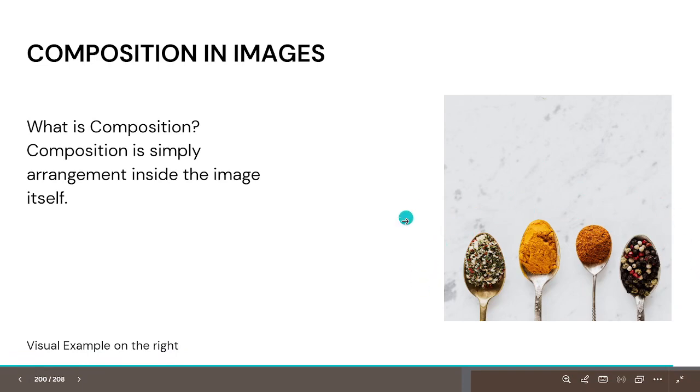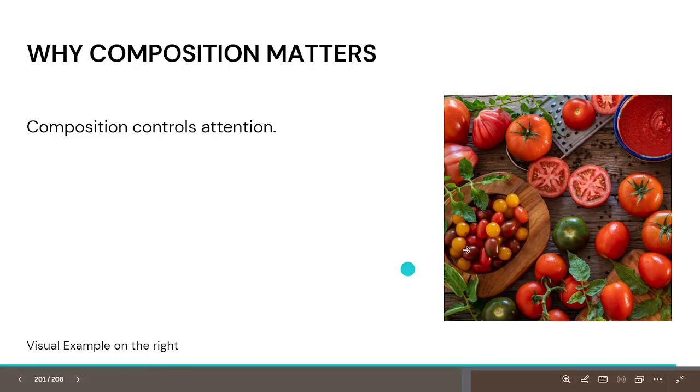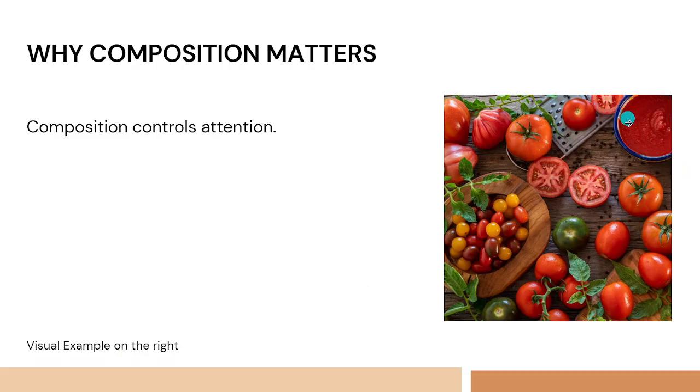The arrangement inside the image itself is composition. So why does composition matter? Composition controls attention. Looking at this visual example here on the right, some people will see these tomatoes first, then the pepper and other elements in this image. So composition guides our attention in an image.